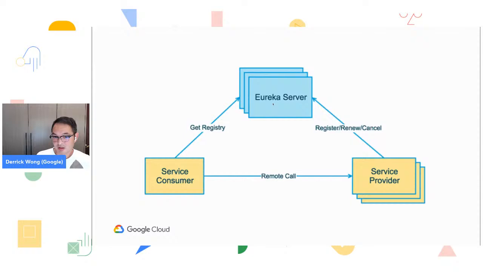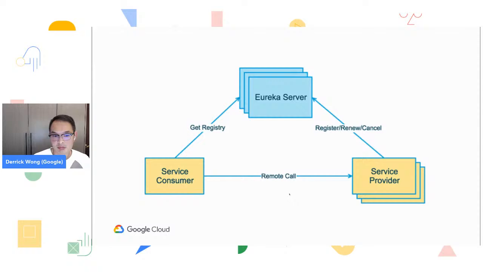You don't need to stand up a Eureka server, and you don't need to manage the availability and scalability of the Eureka server. Don't forget, if the Eureka server crashed, then all of your services cannot be called. There's no remote call, right? Because you don't know the location of the provider. Obviously, you can have multiple instances of Eureka server. I'm just saying, if the Eureka server is down, all the services will be affected.